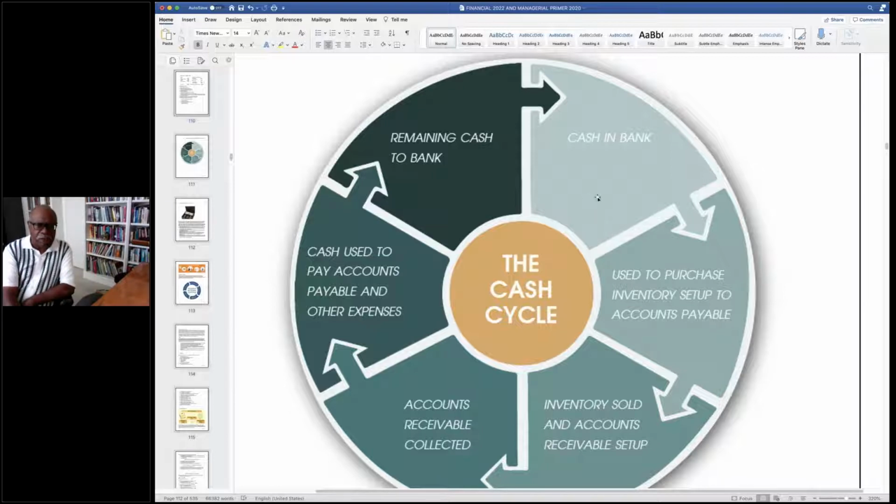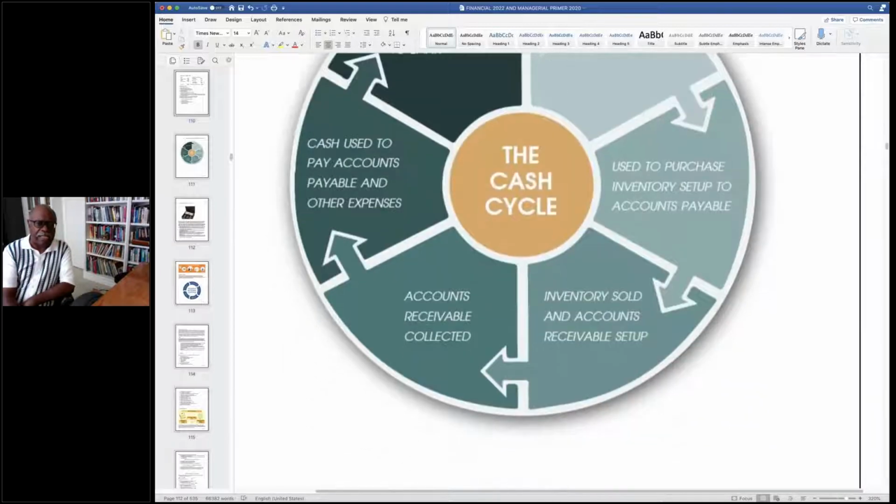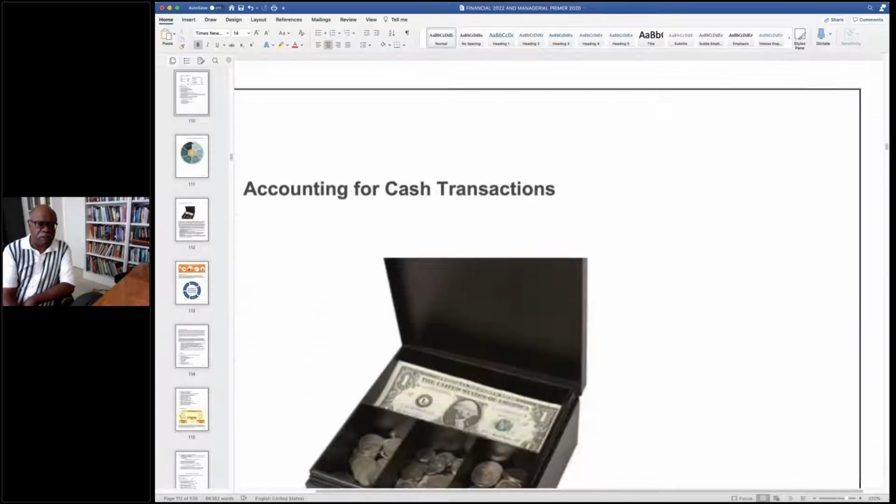So we start with the first account and the most important account. So you see on the cycle, cash in the bank, we purchase inventory, set up accounts payable, we sell items for cash and on account, we collect the receivables, we pay our bills, and then we see how much cash we have left in the business. So this is the cash cycle that we're working with, along with receivables.